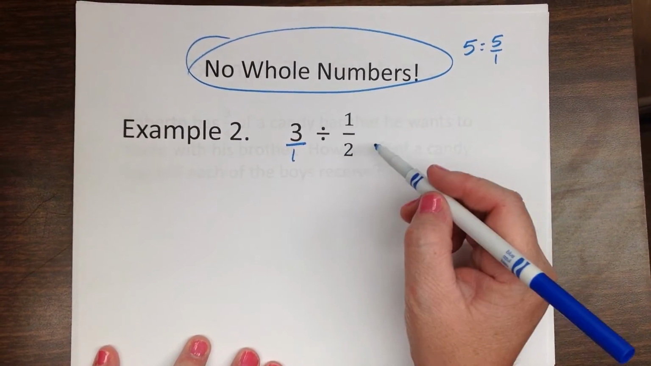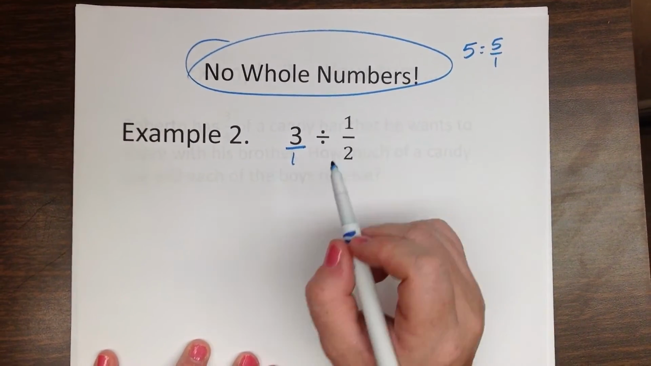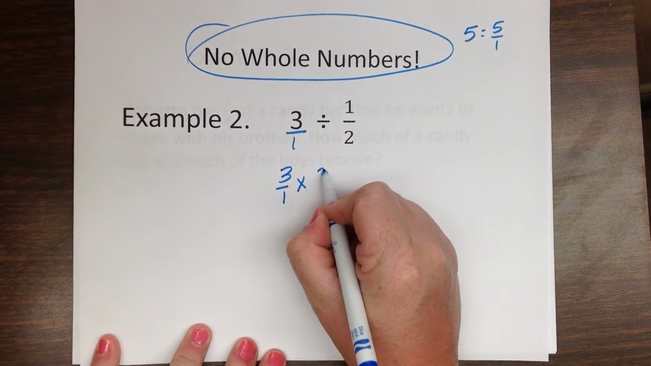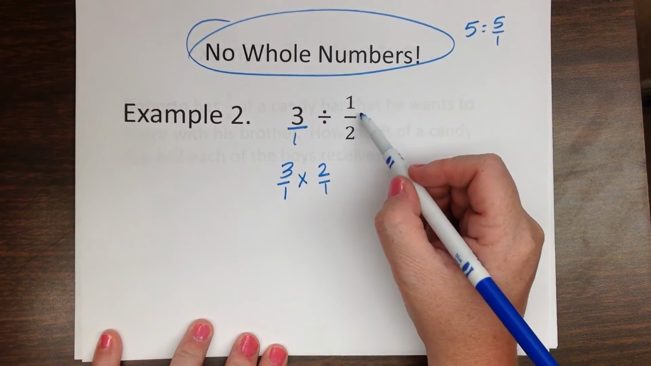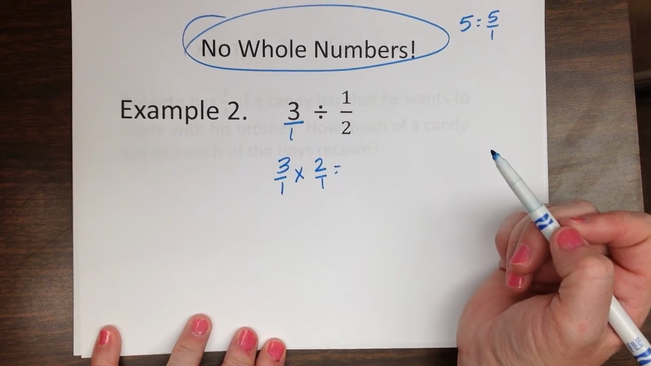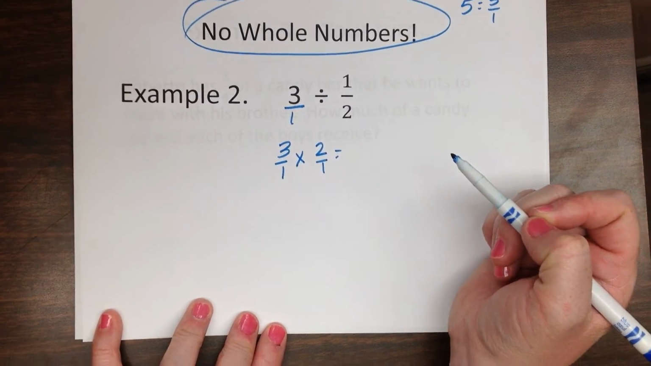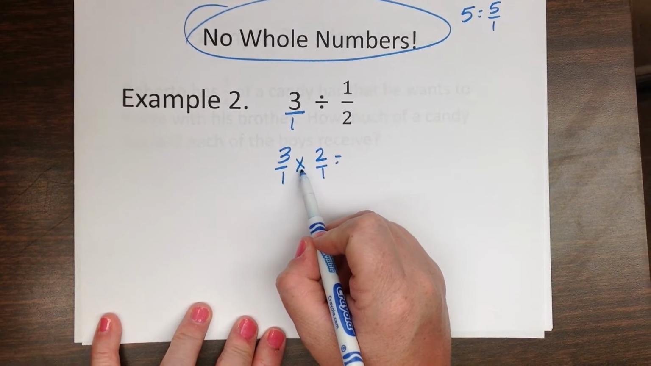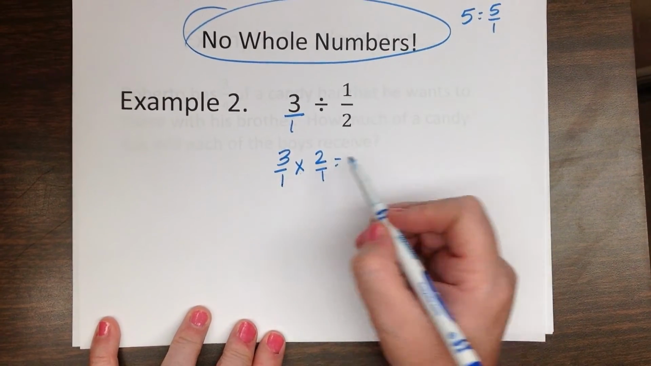So I can't just flip it. I have to change it to multiplication and flip it at the same time. So 3/1 times 2/1. Okay? And what this is saying is, how many 1/2s are there in 3? You could say 3 whole apple pies. How many half pies are there? Okay? And then so I kept the first one, changed it to multiplication, and flipped this one.